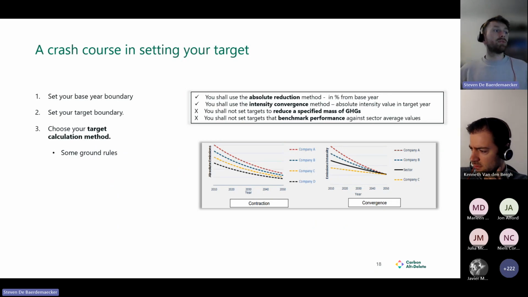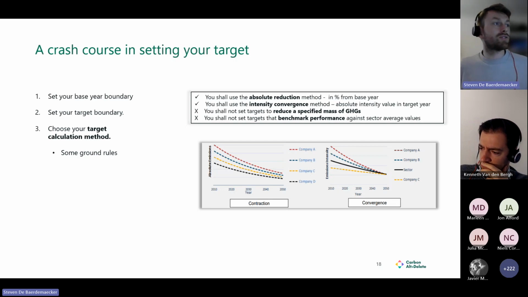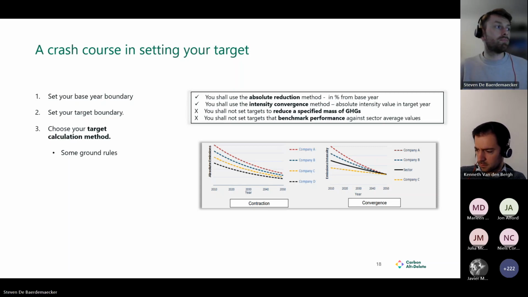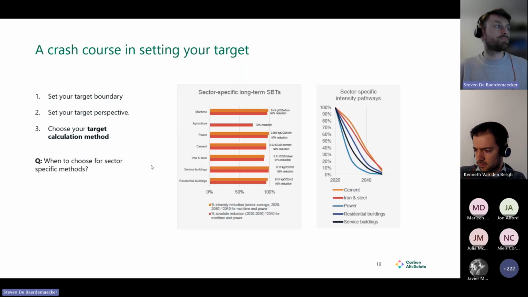What is also not possible is to set a target as a benchmark performance against sector average values. So you will never be able to set, okay, I want to be in the top 10% of my sector, or I want to do 20% better than my average sector. In the end, that also refers to the convergence, that in the end, all just need to go as a minimal level to the same eventual intensity. So that's for the ground rules.